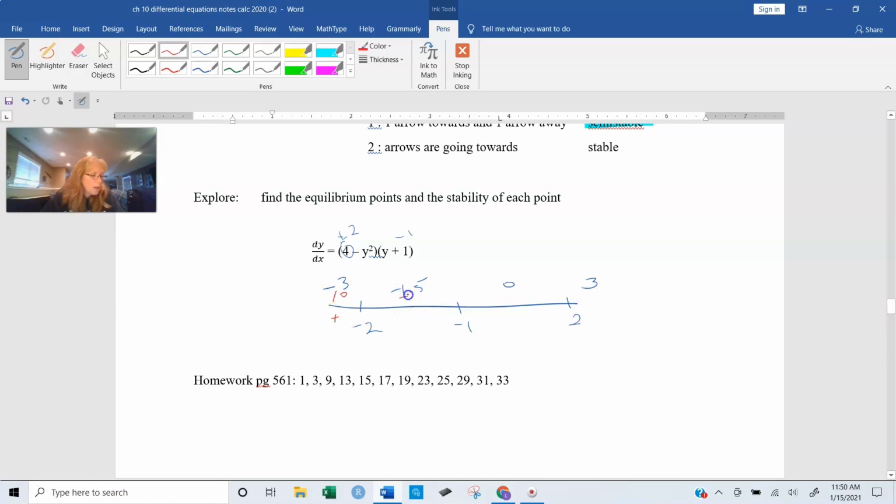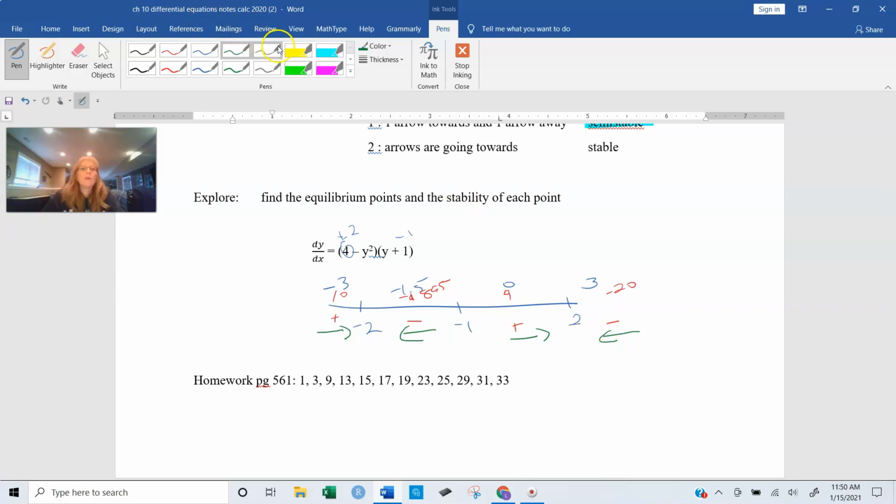Here I got -1 or -0.895, or a negative number. Here I got 4, or a positive number. And at 3 I got -20, or a negative number. So now when we draw our arrows in, positive is going this direction. Negative is this direction. Positive and negative.